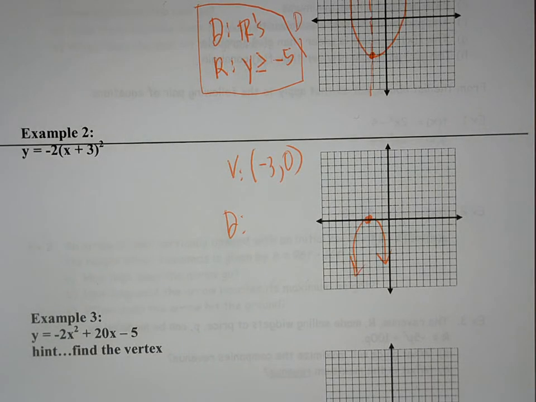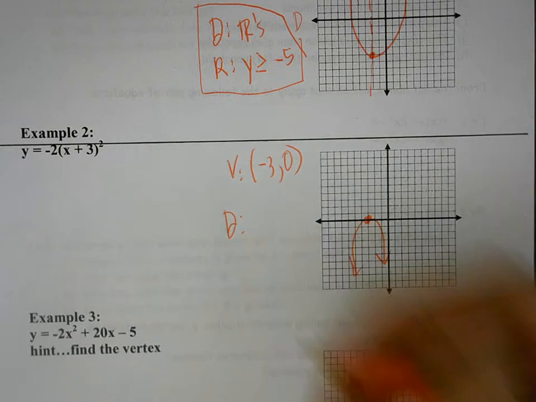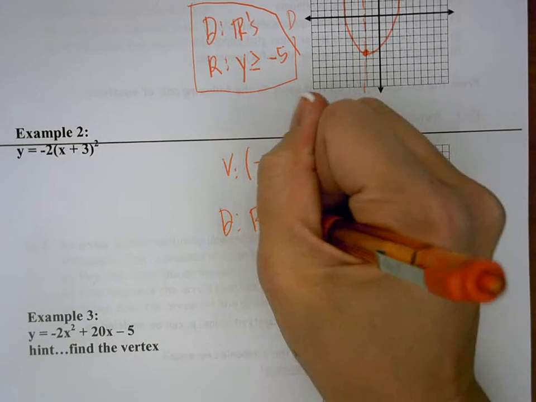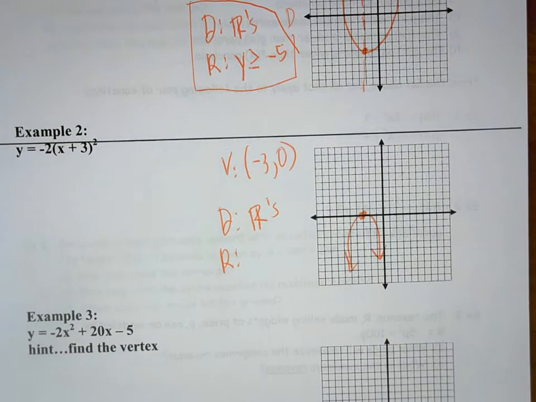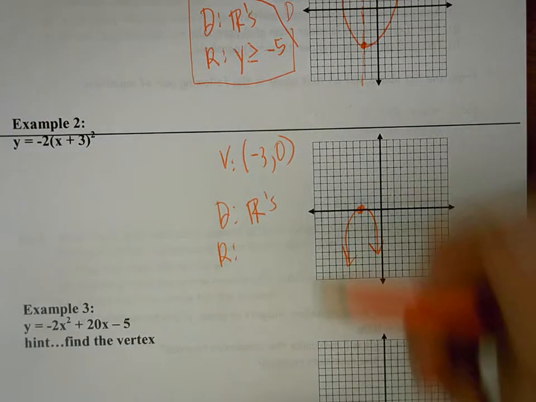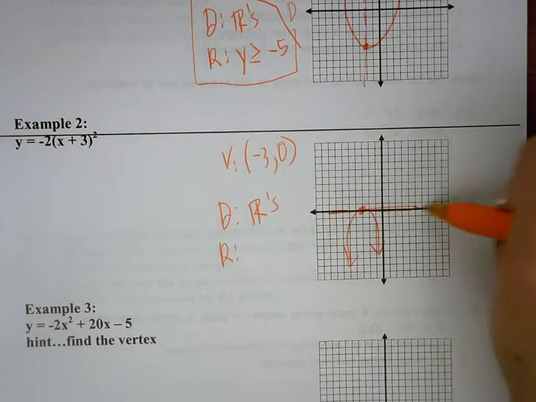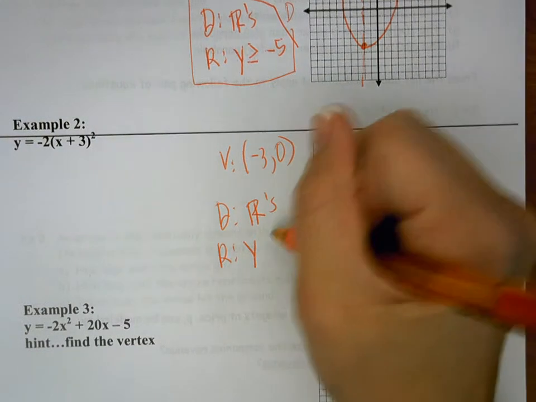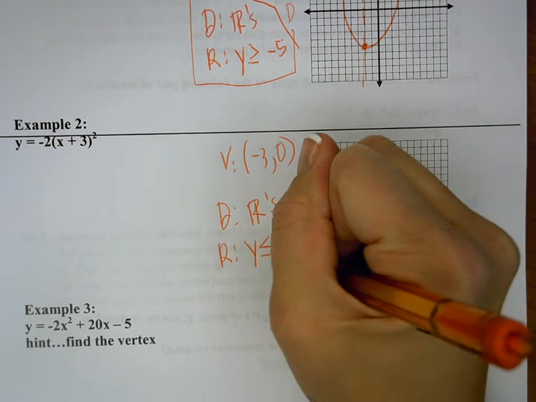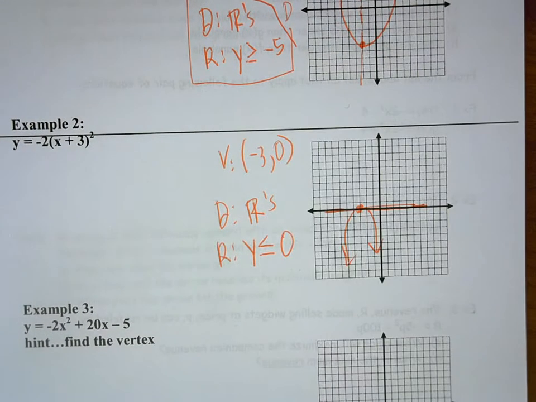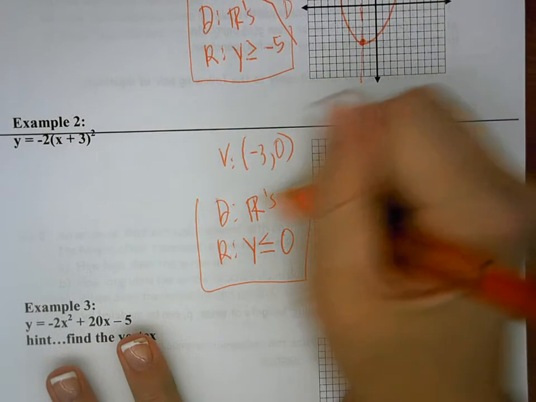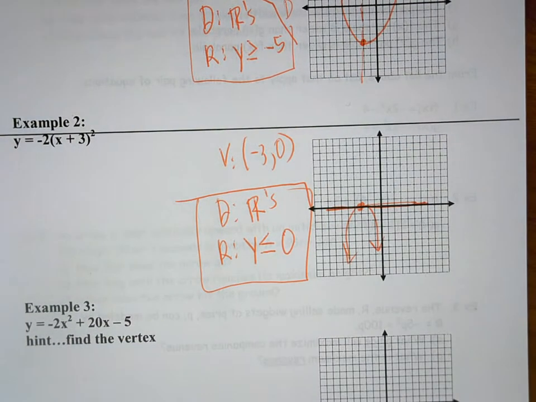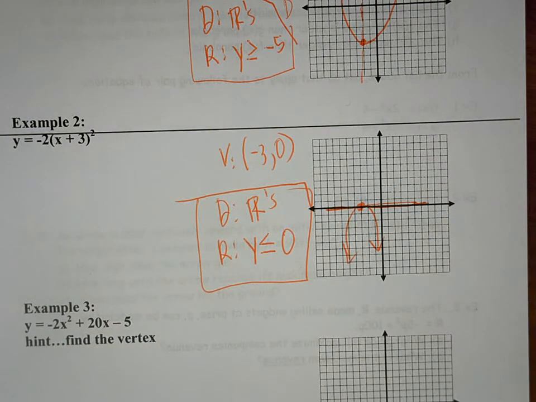So what is my domain? All reals. What is my range value? What is my y right here? 0. And is it going down or up? Down. So its y is less than or equal to 0. And those are your answers. Okay, questions? All right, example 3.